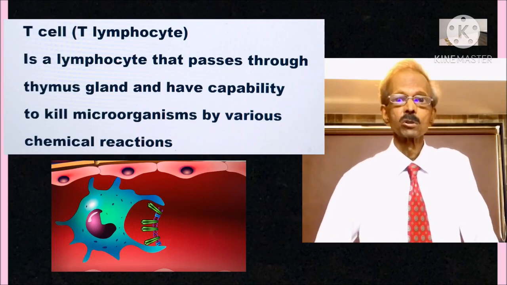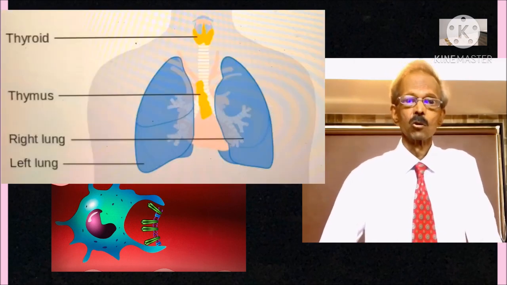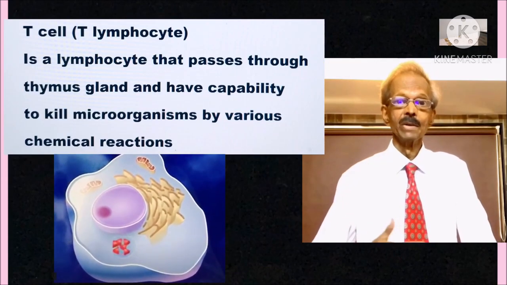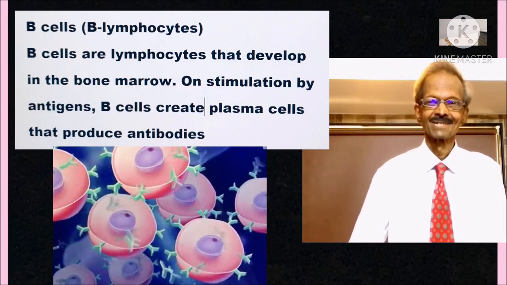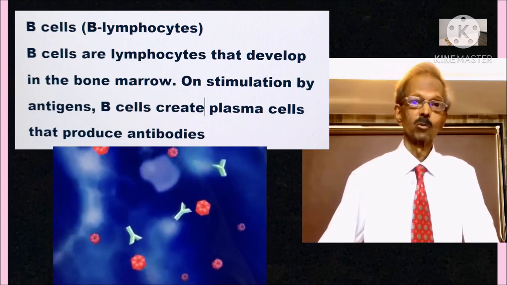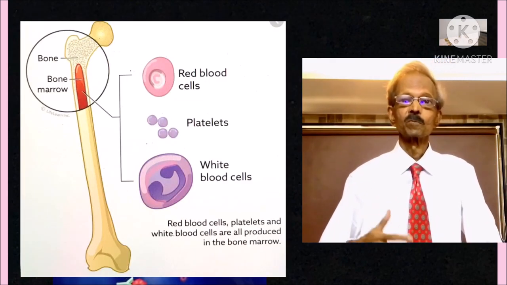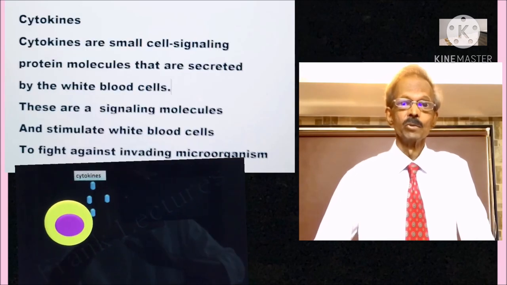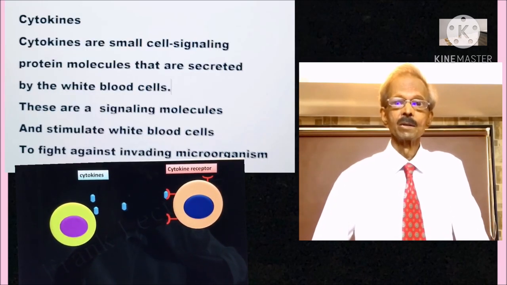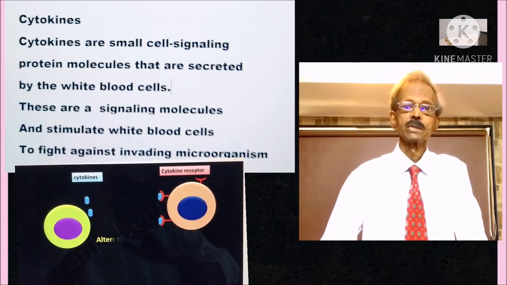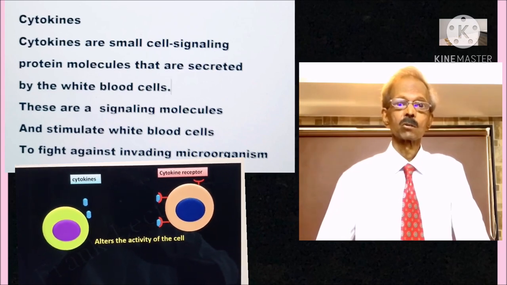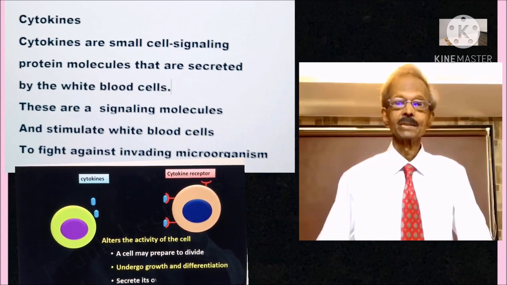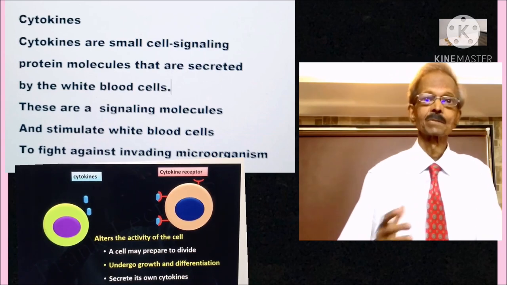Well, T lymphocytes are those lymphocytes that pass through the thymus gland and have the capability to kill microorganisms by various chemical reactions. And B cells, B lymphocytes, are those lymphocytes that develop in the bone marrow. On stimulation by antigen, B cells create plasma cells that produce antibodies. And cytokines are small cell signaling protein molecules that are secreted by white blood cells. These are signaling molecules and stimulate white blood cells to fight against invading microorganisms. As examples, you already know interferons and interleukins.